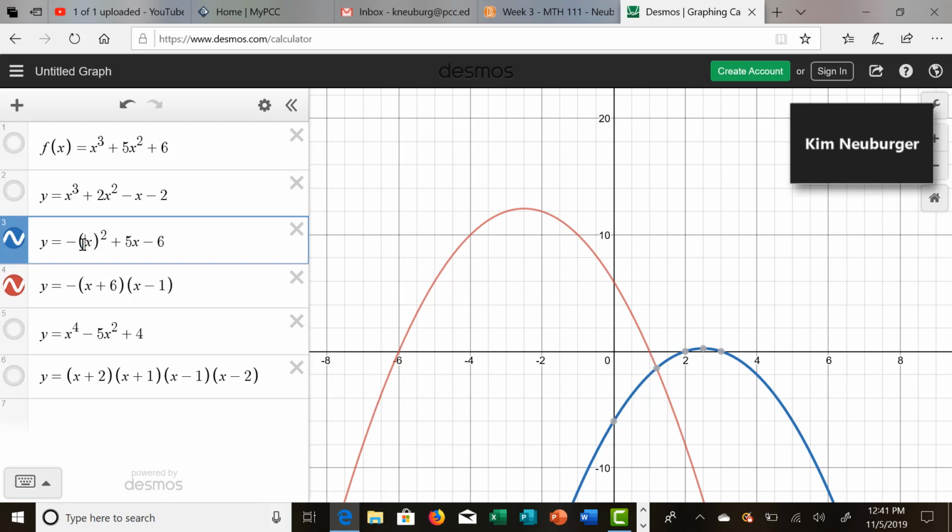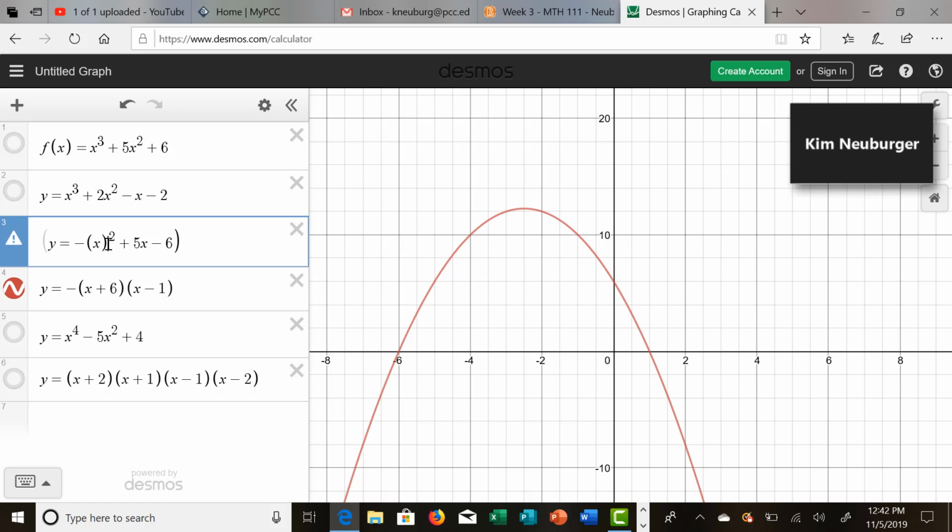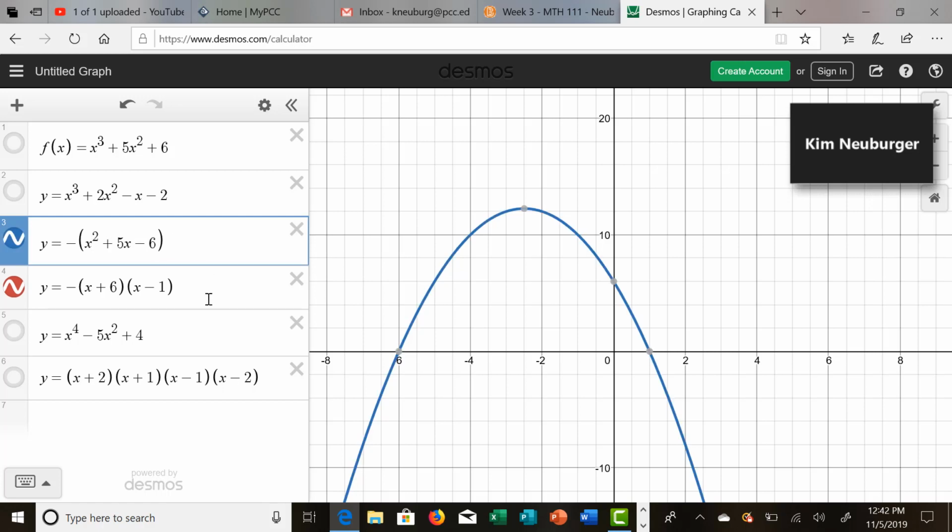If I go back here and make that negative go around all of that, now notice that they land on top of each other. So make sure that your expressions are equivalent when you're doing that, but they will flip over if you put a negative in the middle. And notice now, instead of having a minimum, we have a maximum up here. But because in factored form it's still the same factors, I'm still crossing the same spots on the x-axis.